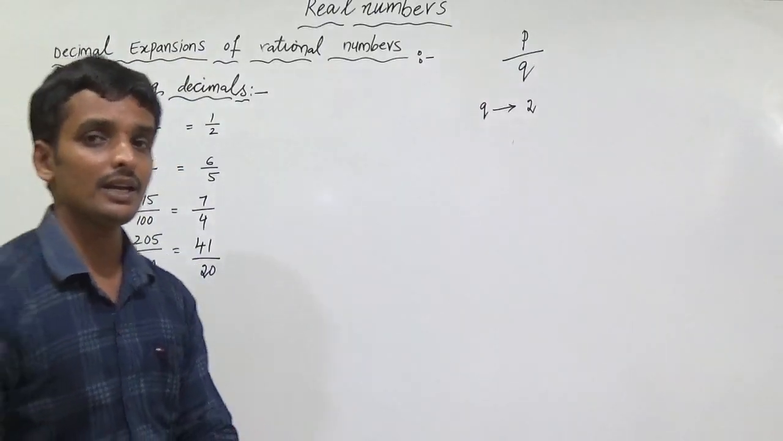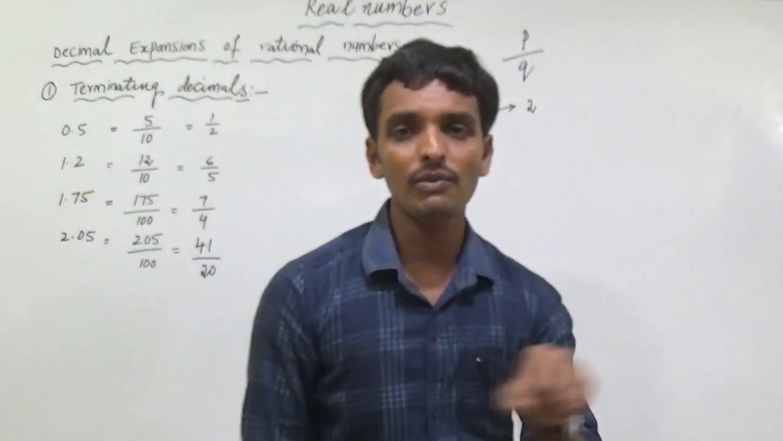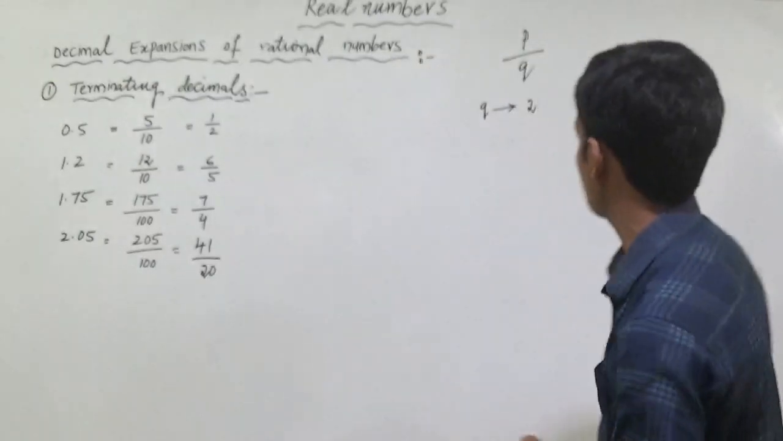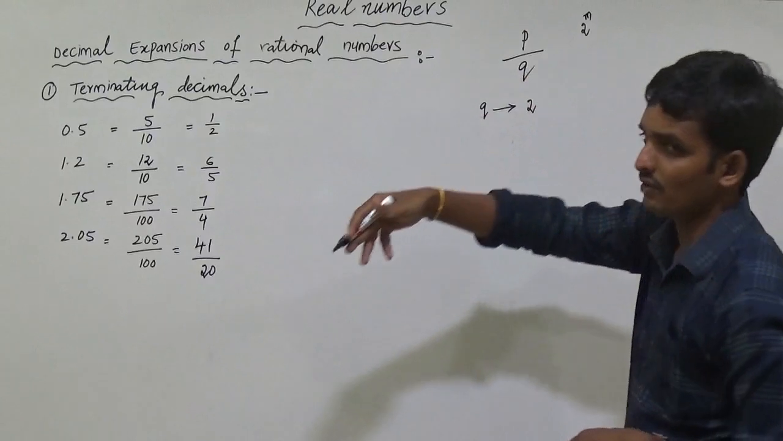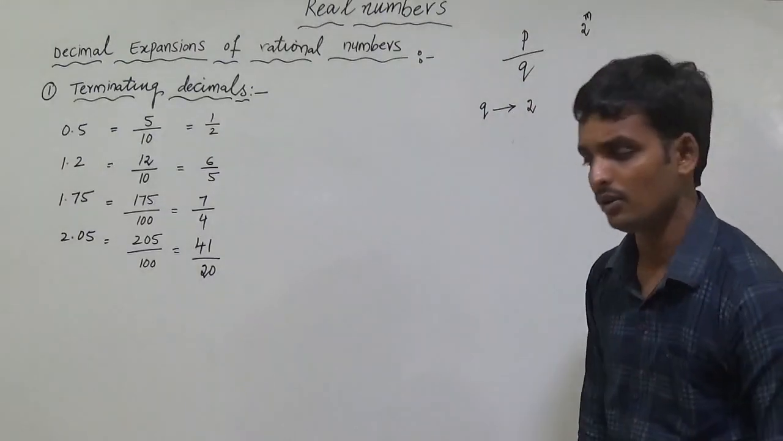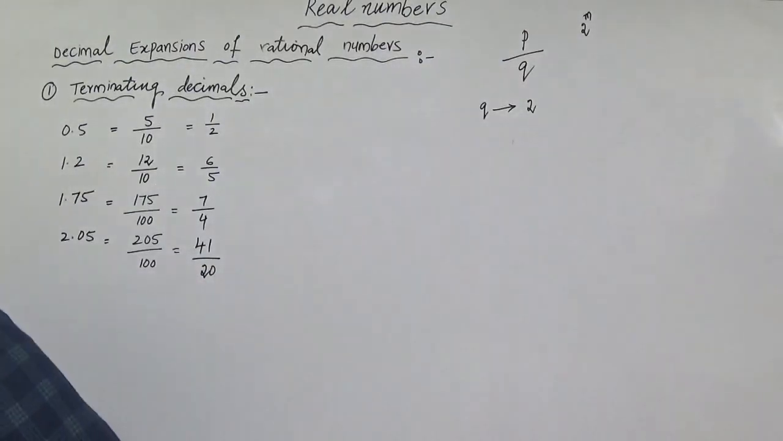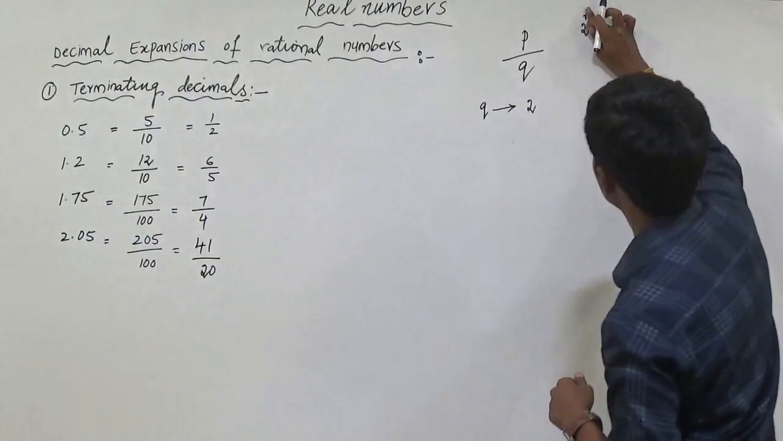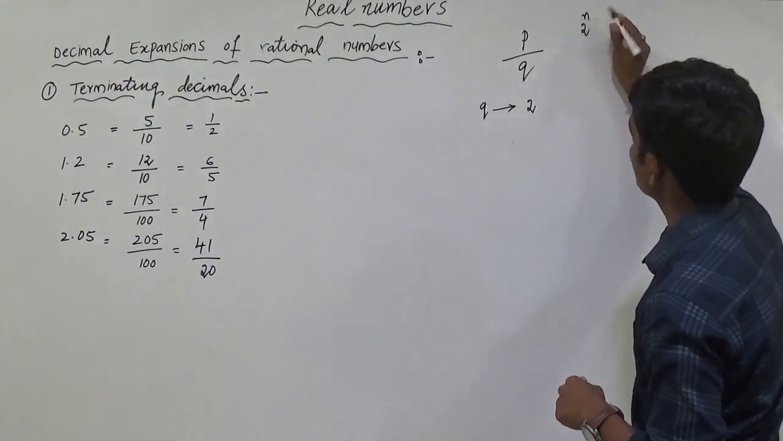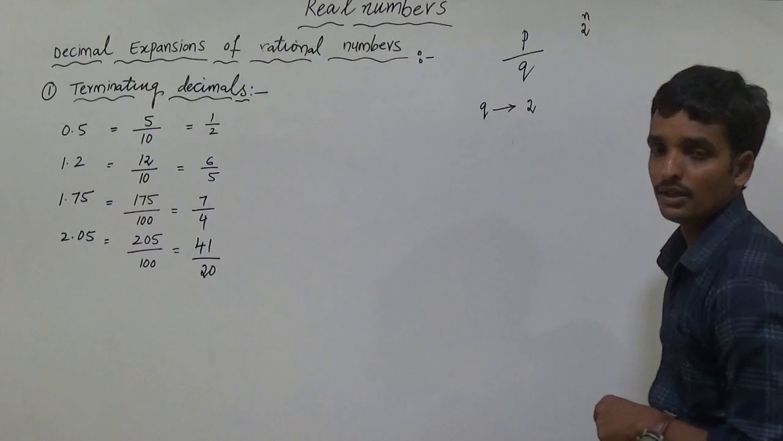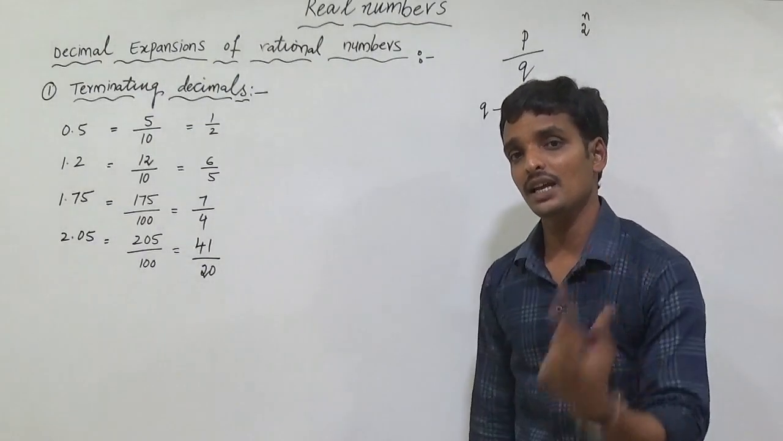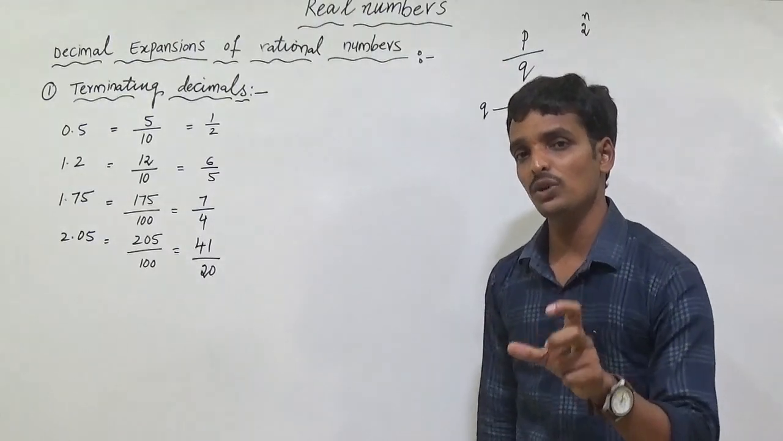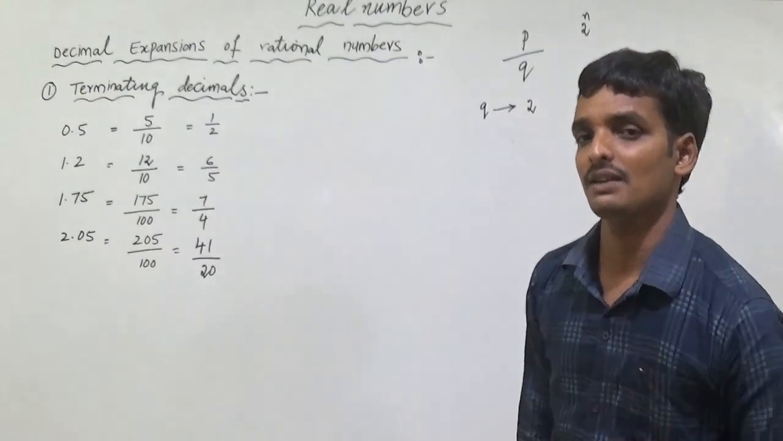If the denominator has only 2's, that means 2 power n. Whatever they give, m or n, it is not a problem. So the correct sense is 2 power n, where n is the number of times of 2. If 2 is there only 2 times, n is 2. If 2 is there 5 times, n is 5. If 2 is repeating 7 times, n is 7.